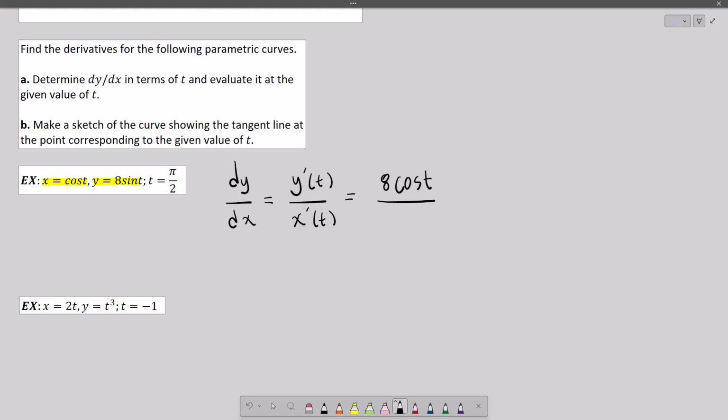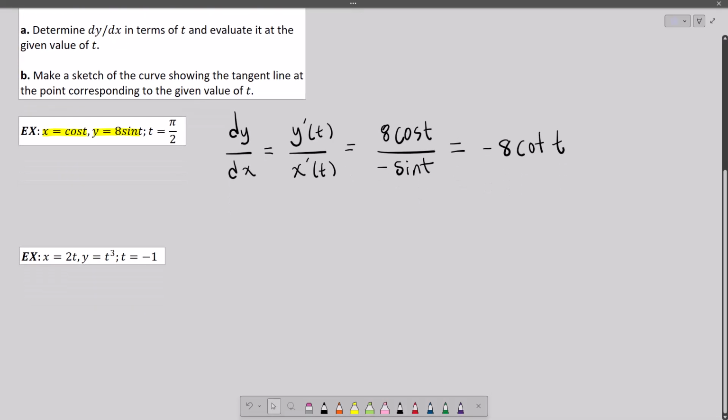X in the denominator, take its derivative, we get minus sine of t. We could write this as minus 8 cotangent of t. Cosine divided by sine is cotangent. So the derivative is now a function of t. Now it says, find the value of the derivative at t equals pi over 2.